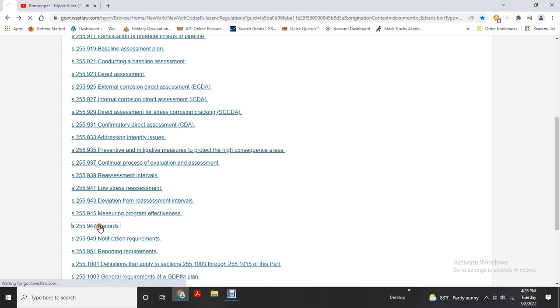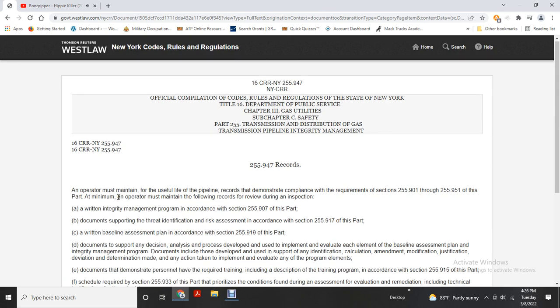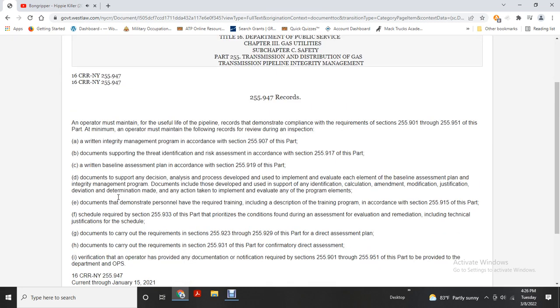Alright, records. The operator must maintain for the life of the pipeline records that demonstrate compliance with the requirements of 255.901 through 951. At a minimum, the operator must maintain the following records during the inspection: a written integrity management plan in accordance with 255.902 and 255.907; documents supporting threat identification and risk assessment in accordance with 255.917; and a written baseline assessment plan in accordance with 255.919 of this part.